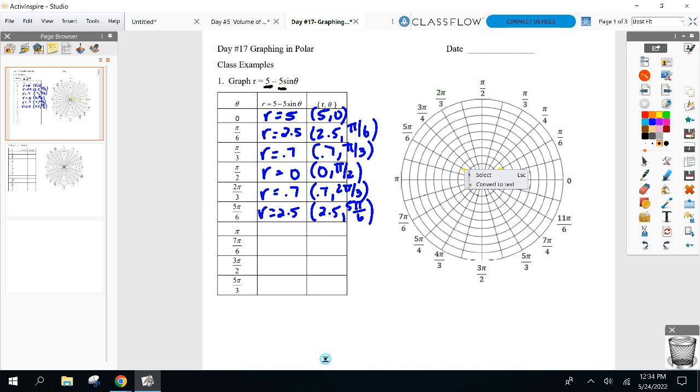Again, please keep in mind what order you plotted these, or connect them as you go, whatever. Then look at Desmos and make sure this looks more like the graph on the Chromebook than what mine looks like. What do you got for pi? Head back out to 5. I'm getting 7.5 for 7 pi over 6.